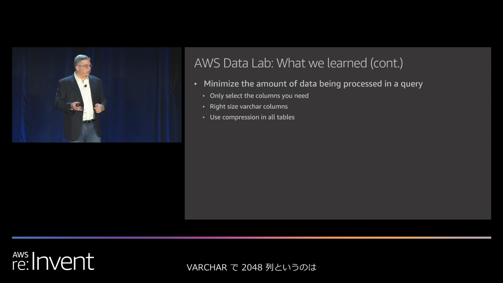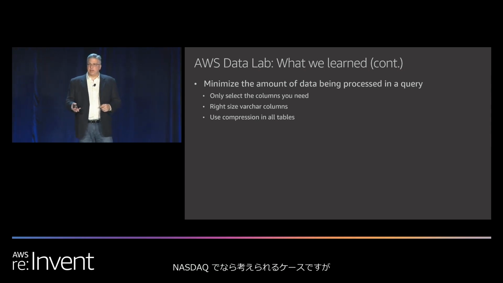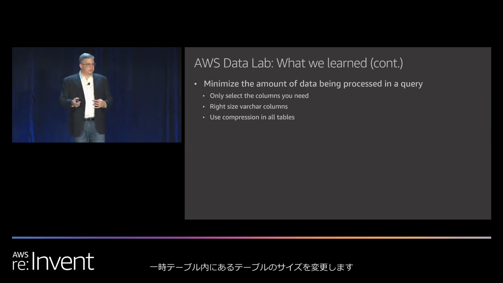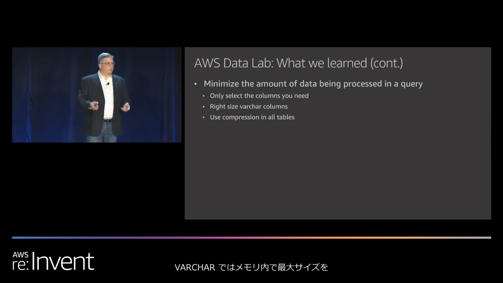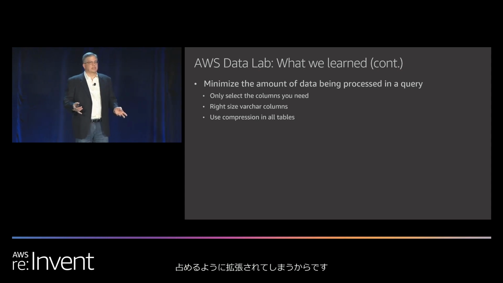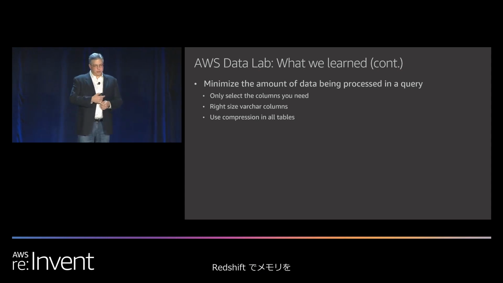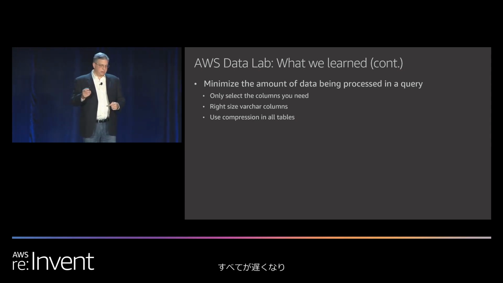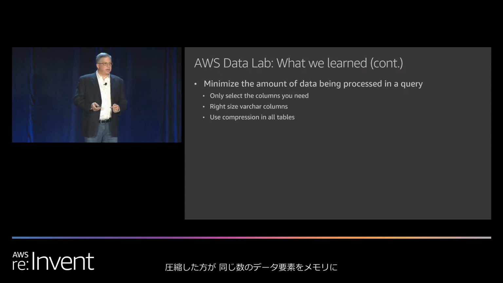If you have varchar 2048 columns, which I think in a couple of cases Nasdaq had a few of those, but you only had 200 bytes of data in it, resize those columns in your temporary table, because all varchars will expand to take up their max size in memory. And you don't want to spill from memory with Redshift, because that's equivalent to swapping. Swapping is bad. It slows everything down. And compression in all tables: compression is going to give you fewer I/O to get the same number of data elements into memory.